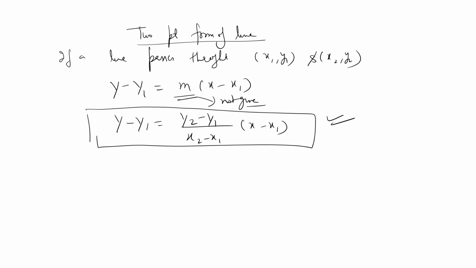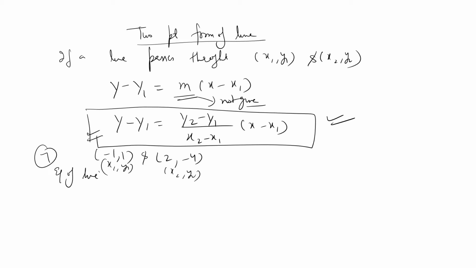Okay, so let us take an example. For example, your question number 7 of your 10.2 is: find the equation of the line passing through the points minus 1, 1 and 2, minus 4. Okay, so the equation of line using this form: this is point x1 y1 and this is point x2 y2. So the equation will be y minus y1, which is y minus 1, is minus 4 minus 1, that is y2 minus y1, upon x2 minus x1, into x minus x1, right?